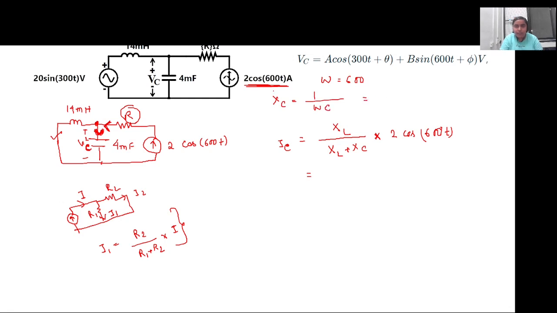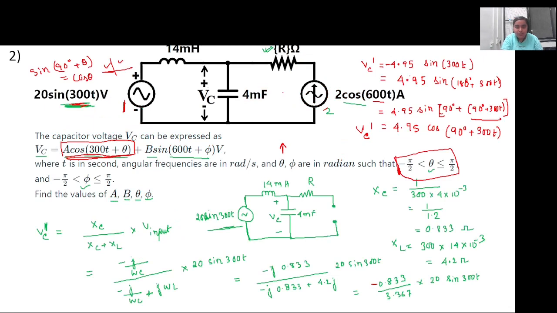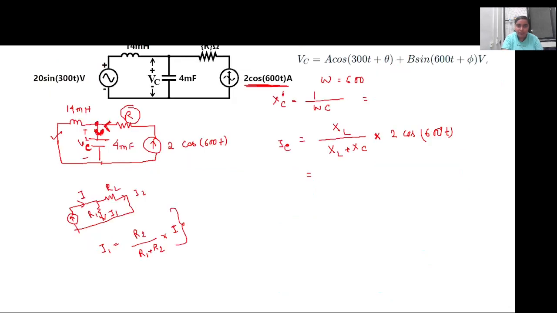So let's consider this XC dash. It is not correct to write it in terms of the earlier XC. That is why we used the superposition theorem, because this makes the solution easy, considering one source at a time. So this is omega dash. This will be 1 by 600 into C, where C is 4 millifarad. So this is 1 by 2.4, right? Yes, ma'am. My doubt is clear. Thank you, ma'am. I will find out myself in Excel.